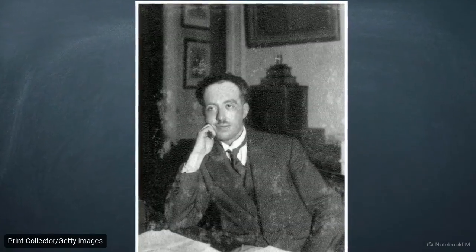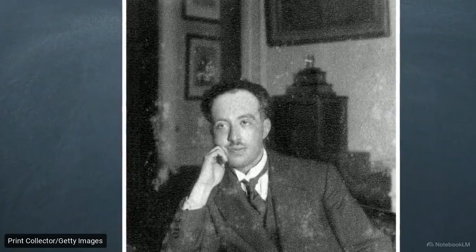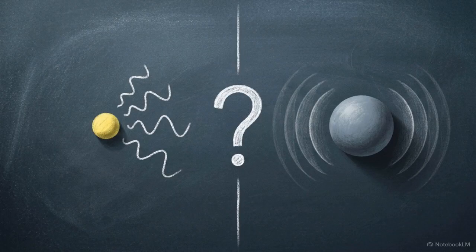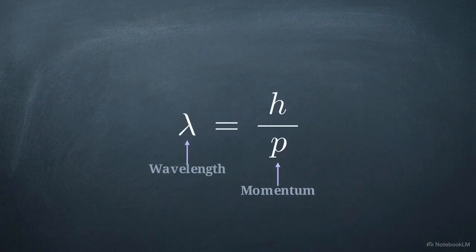In 1924, the French physicist Louis de Broglie proposed a mathematical symmetry. If light waves behave as discrete particles, he asked whether particles of matter could behave as waves. He inverted Einstein's equation to create a new axiom for matter. A particle carrying momentum p possesses an associated wavelength equal to Planck's constant divided by that momentum.